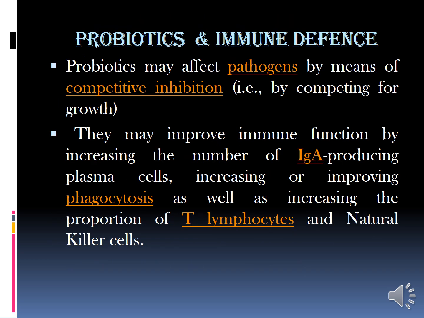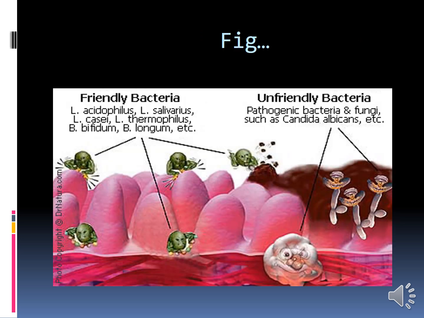Probiotics and immune function. Probiotics may affect pathogens by means of competitive inhibition, that is, competing for growth. They may improve immune function by increasing the number of IgA producing plasma cells, improving phagocytosis, as well as increasing the proportion of T lymphocytes and natural killer cells. This diagram explains how the friendly and unfriendly bacteria compete for development.